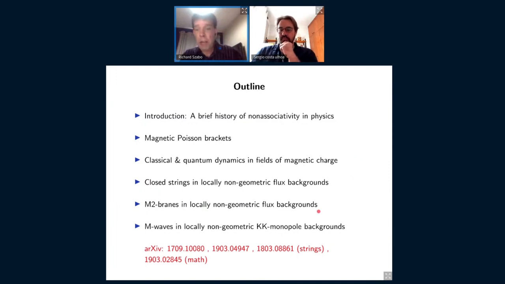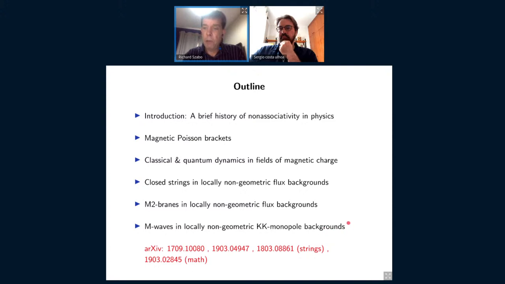And then I'm going to talk about how to lift these ideas up into 11 dimensions into M theory. So we'll first look at the analog story for membranes, or the M2-branes, in these non-geometric backgrounds, and then I'll conclude by looking at the case of M-waves in what are called non-geometric Kaluza-Klein monopole backgrounds.